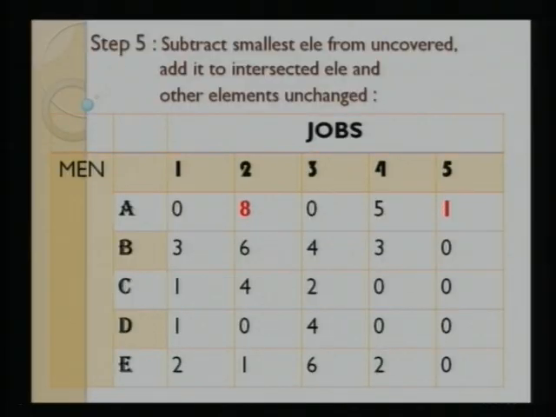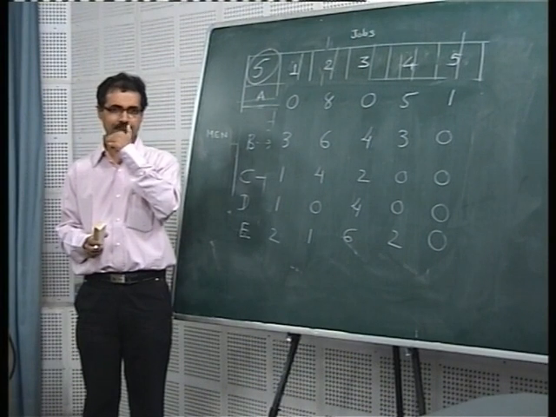So 0, 0, 8, 0, 0, then 5, 1, 5 and 1, then 3, 3, 6, 6, 4, 4, 3 and 0, 1, 1, 4, 4, 2, 2, 0, 0, 1, 0, 4, 0, 0. That is the fourth row, and the fifth row is 2, 1, 6, 2, 0. Okay, so some more zeros are generated by that process.